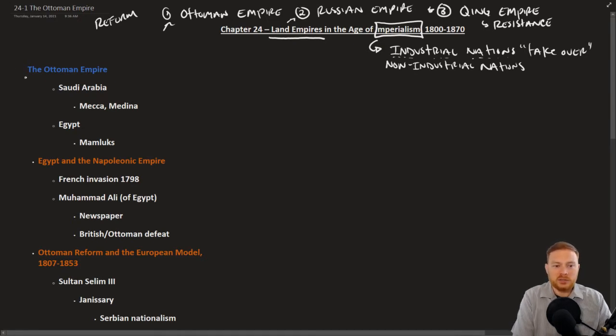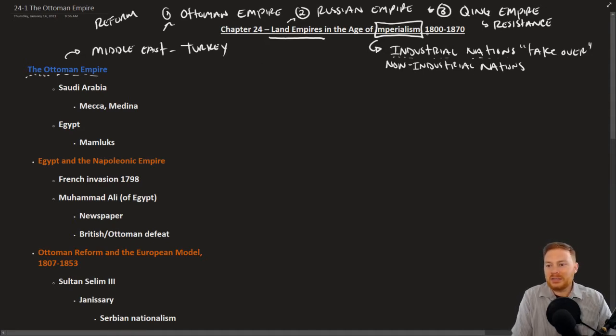So let's take a look at the Ottoman Empire. Recall, the Ottoman Empire is the empire in the Middle East. It is primarily where modern-day Turkey is. Controlling important areas like the Balkans in Eastern Europe, Northern Africa, modern-day Iraq, a lot of Middle Eastern countries today, so like Syria, Israel, all of those nations kind of fall within the Ottomans' borders.